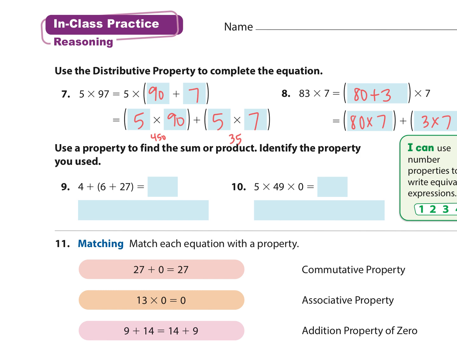Okay, now it says use a property to find the sum or a product. Identify the property that you used. So on this one, because I have all addition, this is not multiplying anything. So it can be easily confused with distributive property. But remember, the difference between distributive is the symbol should be a multiplication sign. If all of these symbols are the same and I just have a grouping symbol, what property would that be?